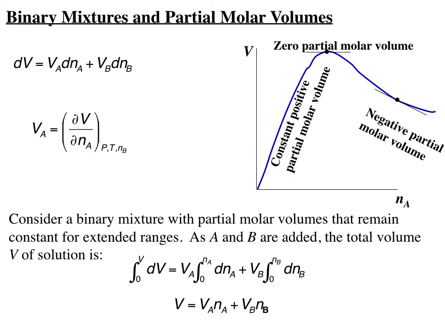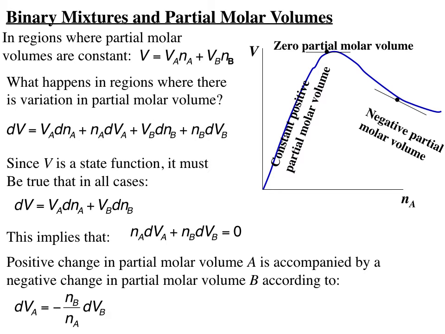Now again, things like this can be explored, and the tool that we use to explore them are partial molar volumes of each component when mixed together and placed in various proportions in solution. Okay, so what we learned on the previous slide was when there was constant slope of these curves, so that dV/dNA and dV/dNB are constant, you could pull them out and integrate the equation and get that the volume was just VA·NA plus VB·NB.